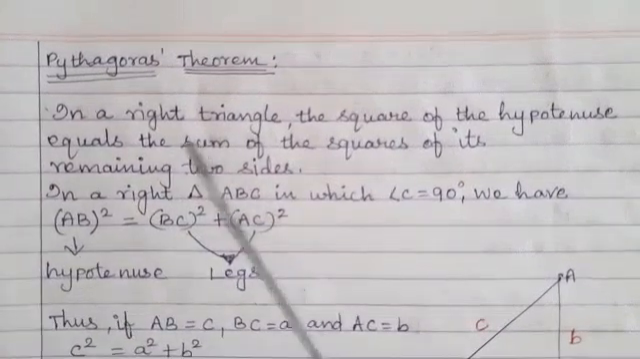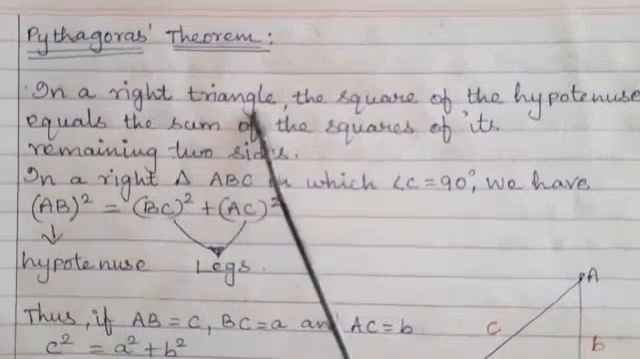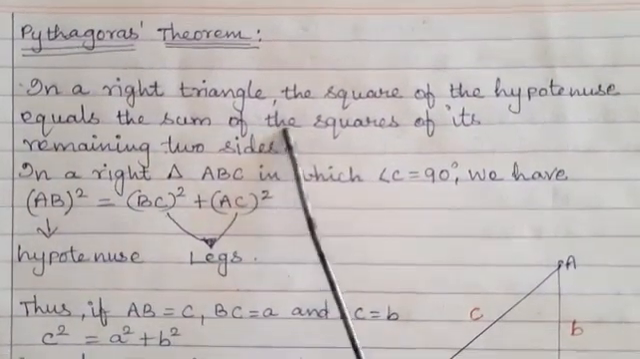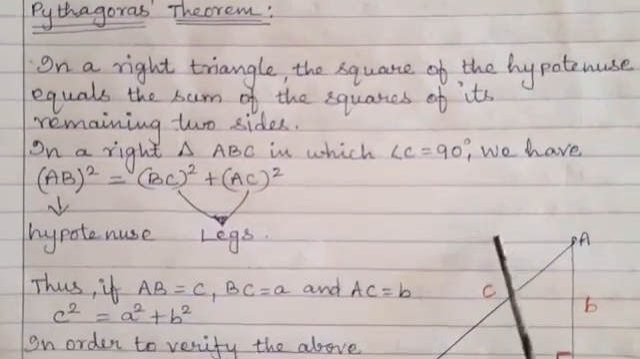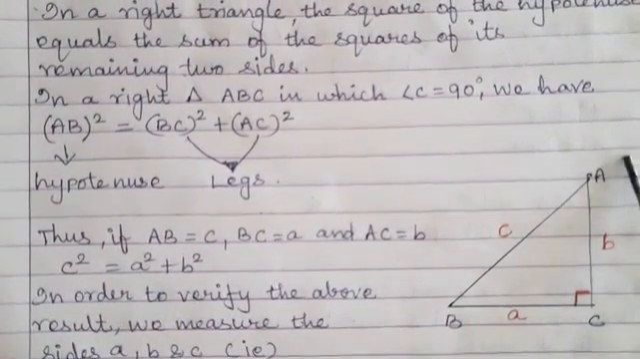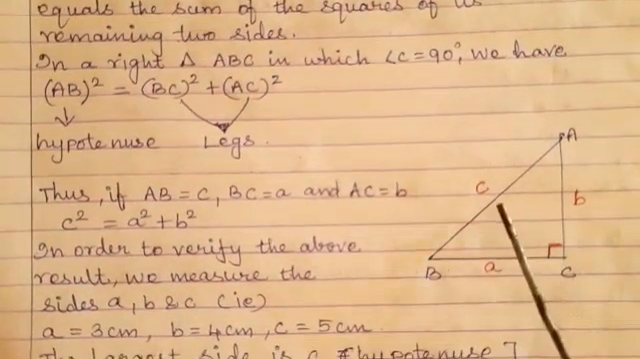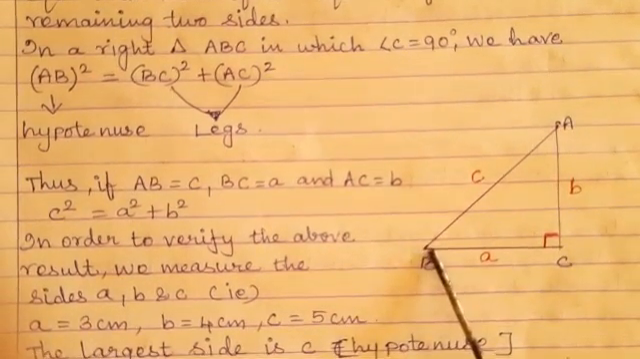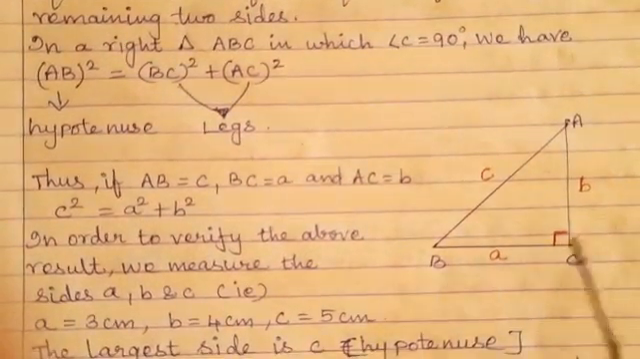Next important theorem of triangle is Pythagoras theorem. What is the theorem? In a right triangle, the square of the hypotenuse equals the sum of the squares of its remaining 2 sides. You know that the triangle contains 3 sides. See the figure here, ABC is a right angle triangle. The right angle is at C. The side opposite the right angle is AB, known as the hypotenuse, and BC and AC are known as the legs of the right angle triangle.